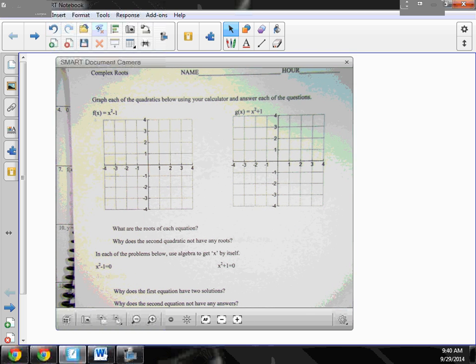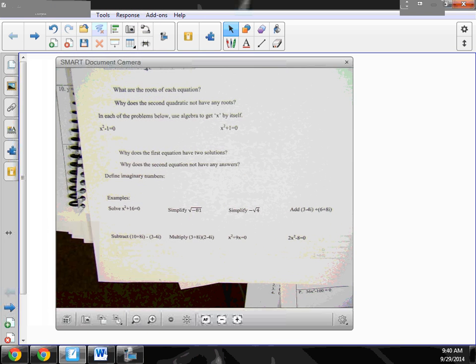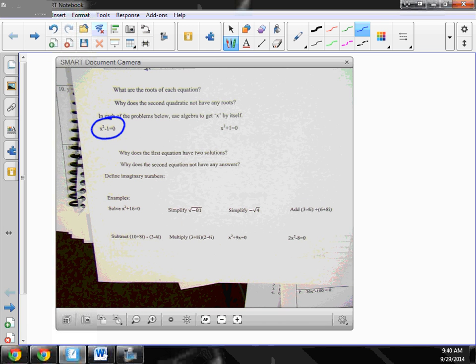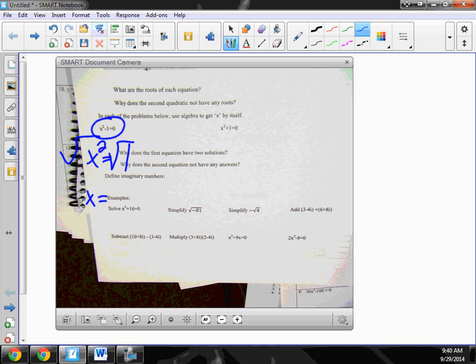So if I wanted to find the roots algebraically, x squared minus 1, how would I solve that for x? Add 1 to each side. x squared equals 1. Square root, and we get x equals, what times itself is 1? 1 or negative 1. So it's actually plus or minus 1.